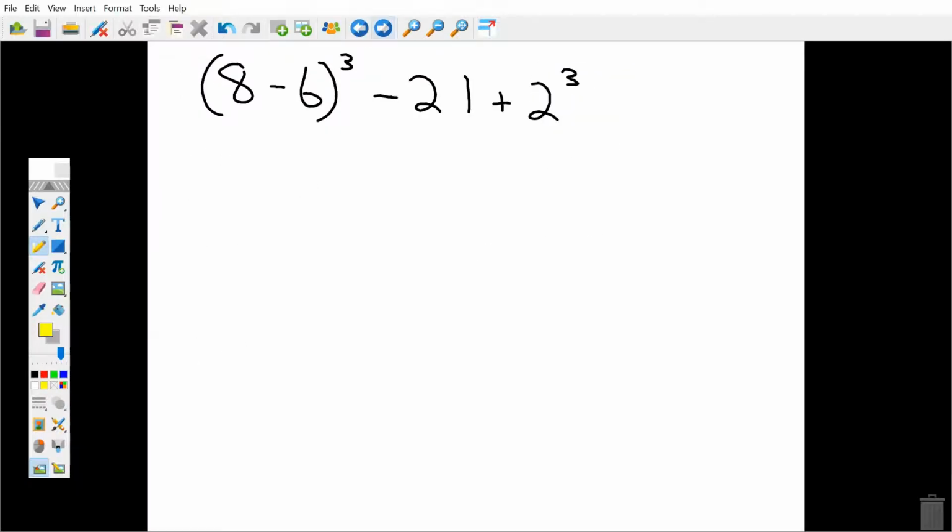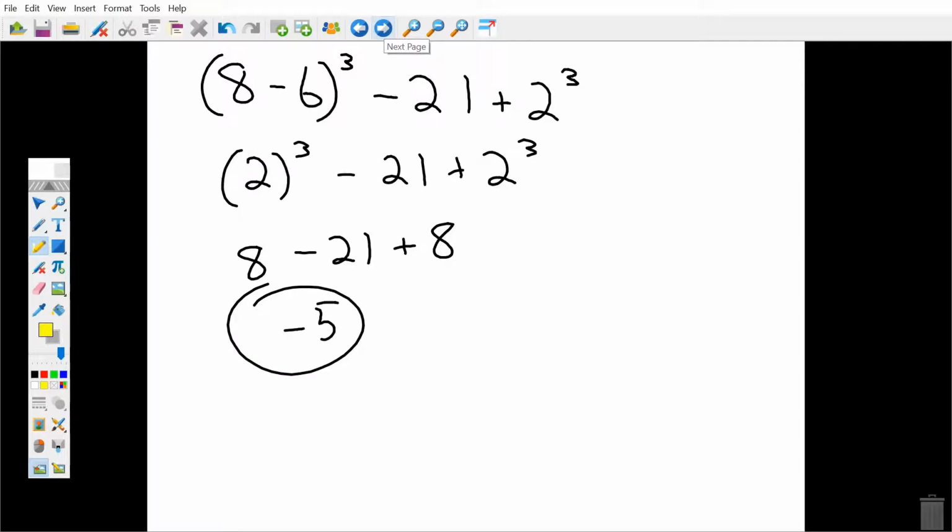Next question. A little bit longer order of operations question here. Please try this one. And the answer is negative 5. So we're going to work inside the brackets first. 8 minus 6 is 2. And then we're going to do our exponents. So 2 cubed is 8. 2 cubed over here is 8. And now we're going to go 8 minus 21 plus 8 is negative 5.